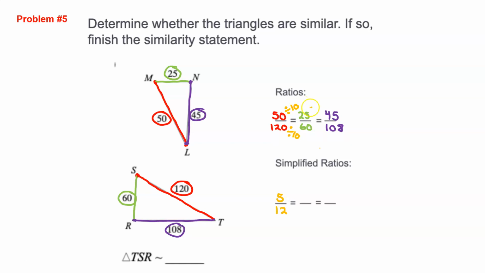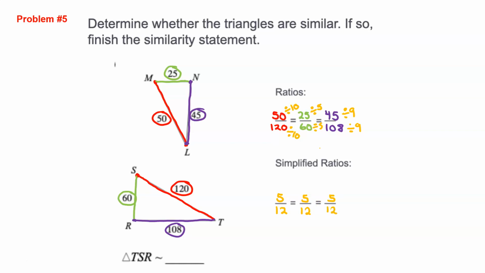Let me try the same thing with the next one, 25 and 60. What's the biggest thing I can divide them by? I'm thinking 5. If it doesn't work, I'll try something bigger. 25 divided by 5 is 5. 60 divided by 5 is 12. So far, so good. Let's try it one more time. What about 45 and 108? I'm going to try 9. I hope I can divide 108 by 9. I think so. What is 45 divided by 9? That gives us 5. What is 108 divided by 9? That gives us 12.